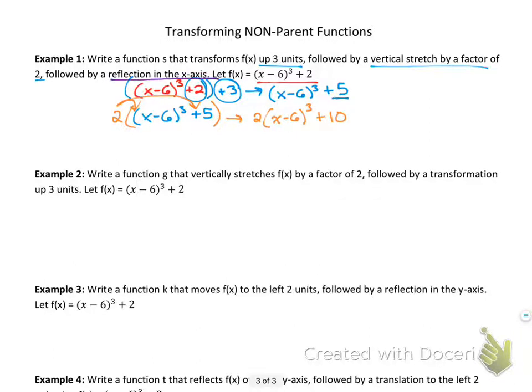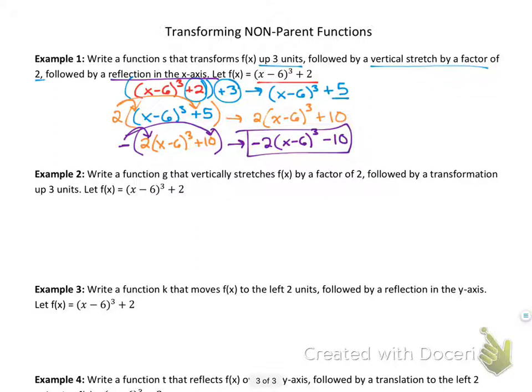We've got a reflection in the x-axis. Well, a reflection in the x-axis also goes outside. So we're going to do the exact same thing we just did. We're going to take that equation and write it again, put that in parentheses, and then do the reflection. And our reflection, of course, needs a negative. So we're going to take that negative, distribute, and we get negative 2 times (x minus 6) cubed minus 10. That is the final answer. If your final answer does not look like that, you did it wrong.